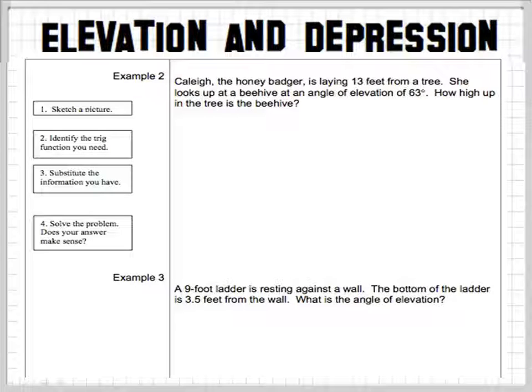Alright, here's our next example for angle of elevation and angle of depression notes. Calais, the honey badger, is laying 13 feet away from a tree. She looks up at a beehive at an angle of 63 degrees. How high up in a tree is the beehive?